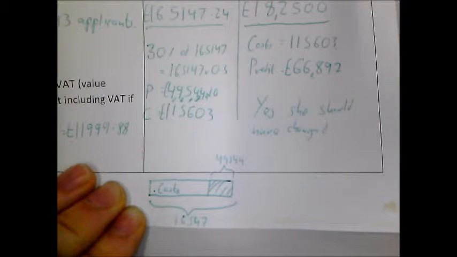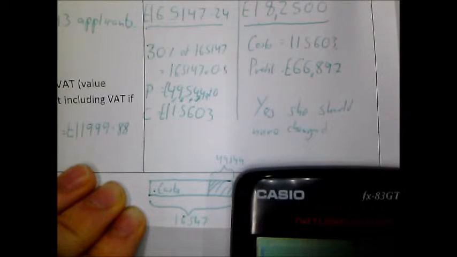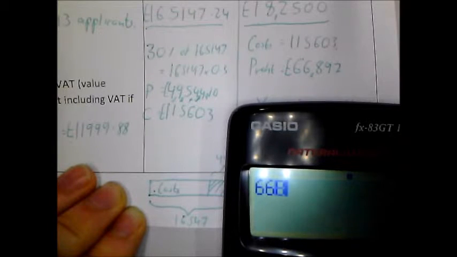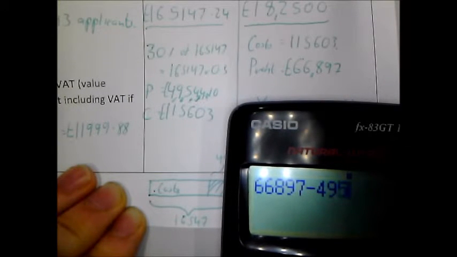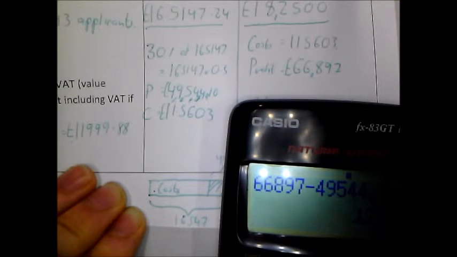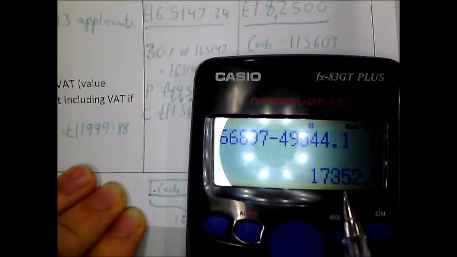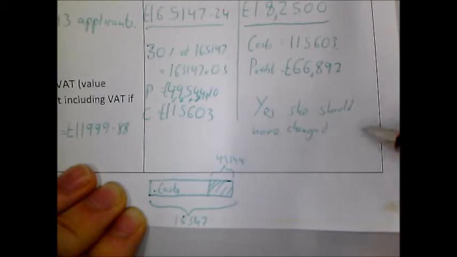Okay, how much more did she make? It would probably be a nice thing to do. So she had 66,897 minus 49,544.1. So she made an extra £17,000 roughly.